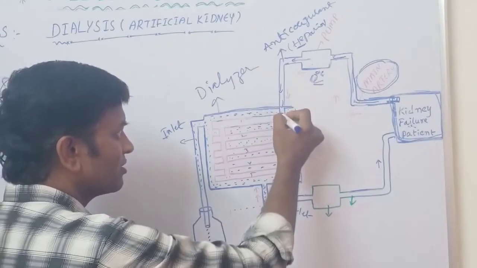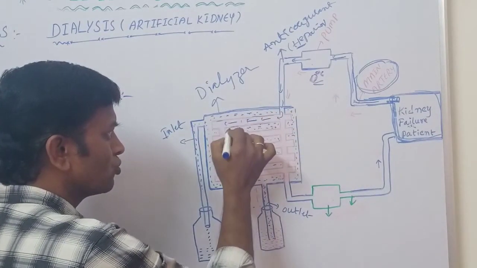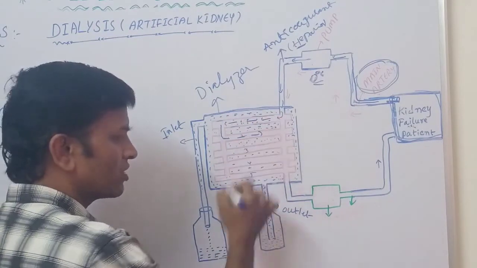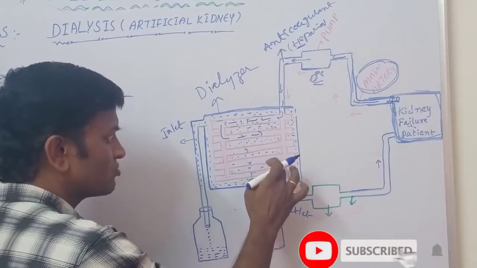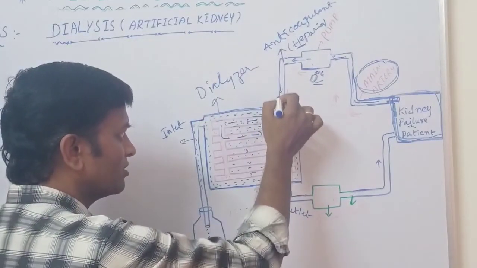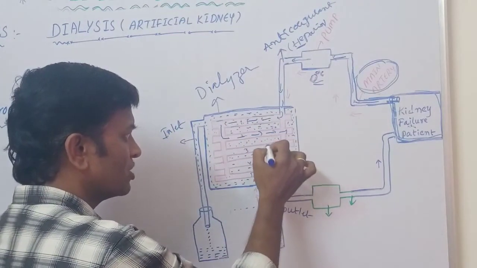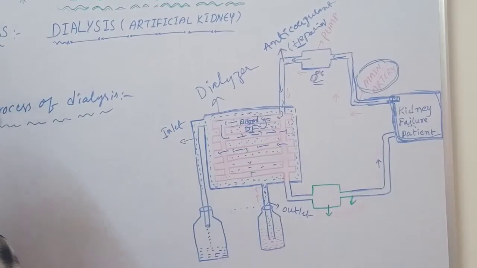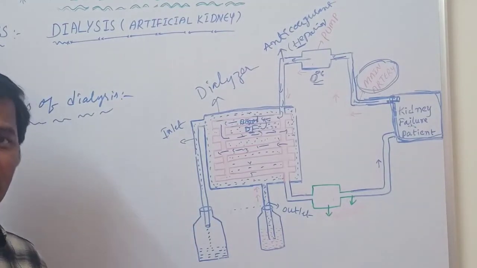From here the blood enters into the tube-like structures, which we call channels. Through these channels the blood is passing from one channel to another channel. If you observe, all these channels are connected to each other. The blood is flowing through these channels. While the blood flows through these channels, if you compare the composition of blood and dialyzing fluid, the dialyzing fluid is similar to the plasma of blood.